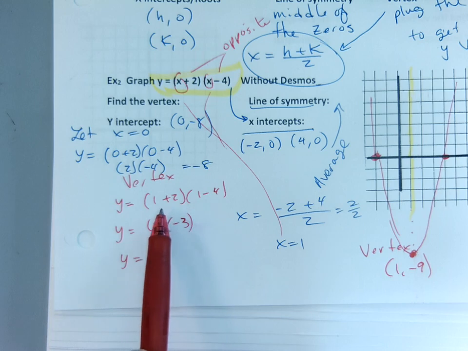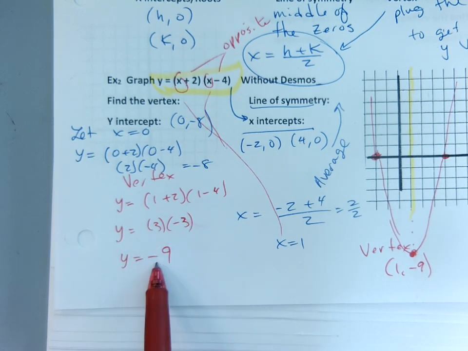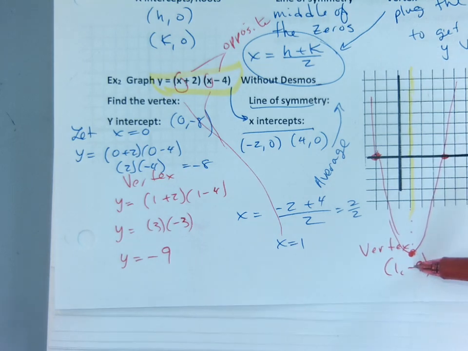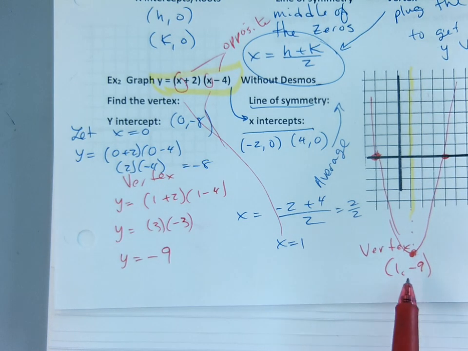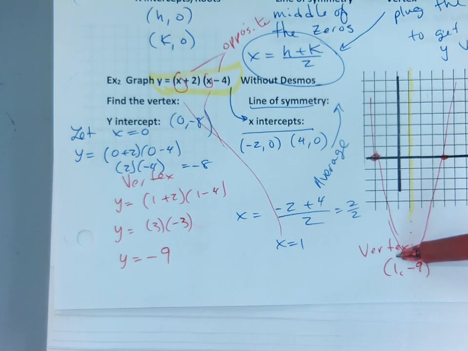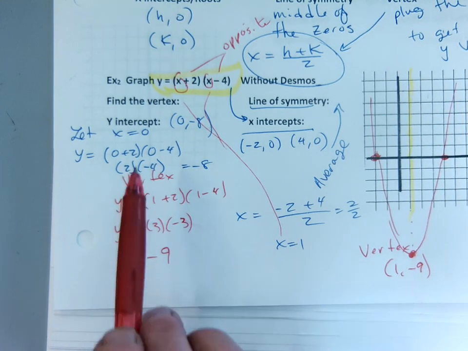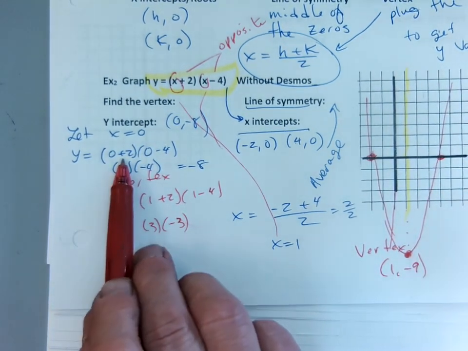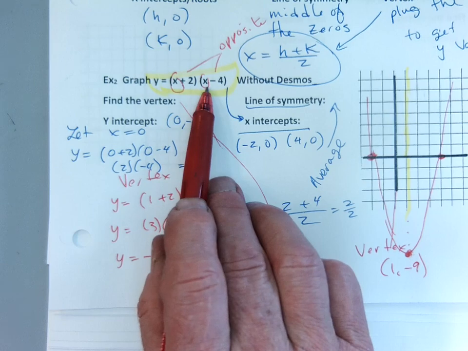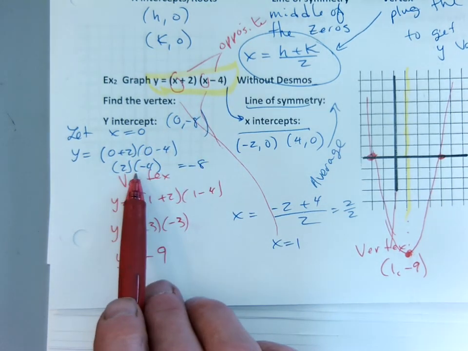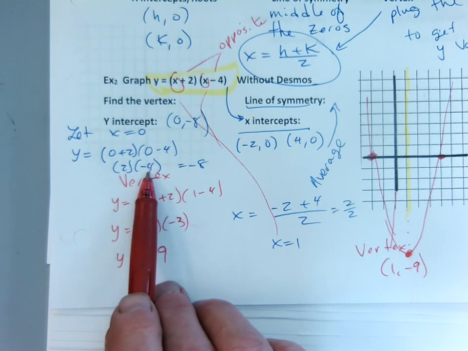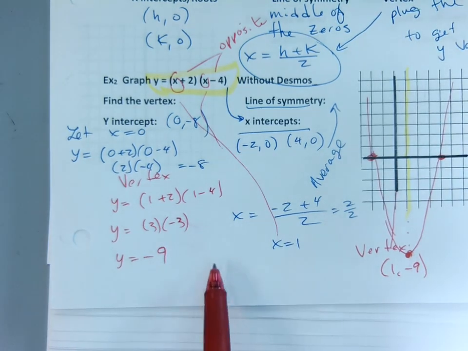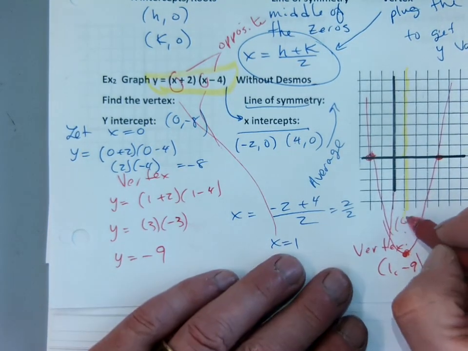And I solved it. 1 plus 2 is 3. 1 minus 4 is negative 3. If I multiply, I get negative 9. So my vertex is at 1, negative 9. My y-intercept is along the y-axis, and that's where x is equal to 0. So if I let x equal 0, I plug that in, and I get 2 times negative 4, which is negative 8. So my y-intercept is at 0, negative 8.